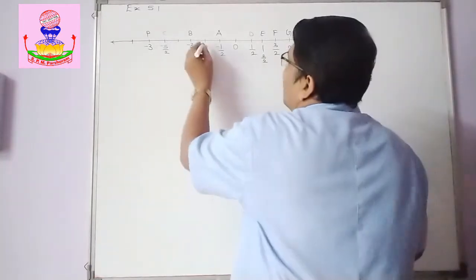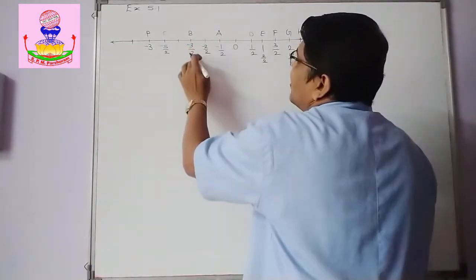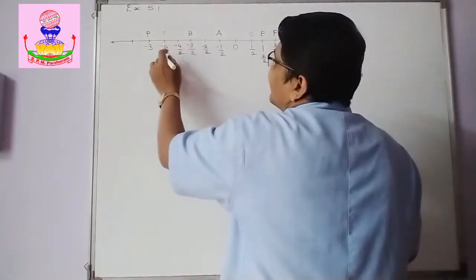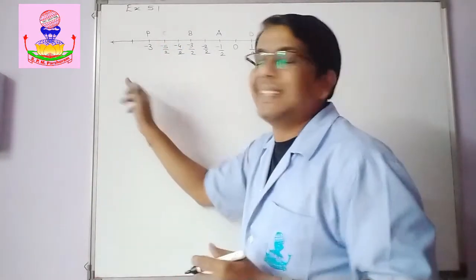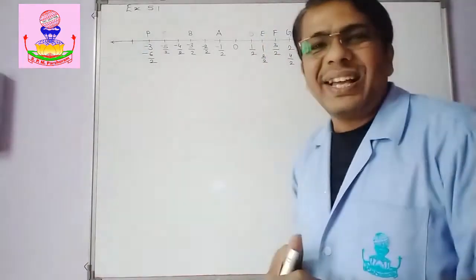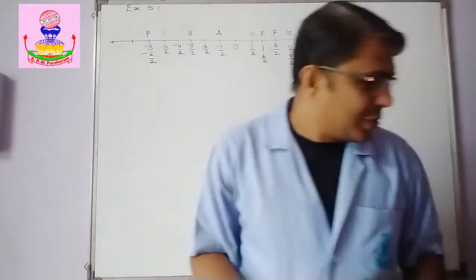Now this will be minus 1 upon 2, minus 2 upon 2. So this is minus 3 upon 2. Now this is minus 4 upon 2. So this is minus 5 upon 2. And this is minus 6 upon 2. So now it becomes easy, right?